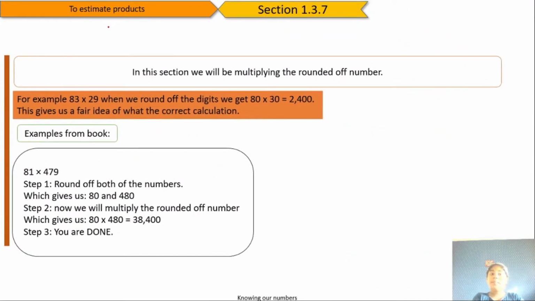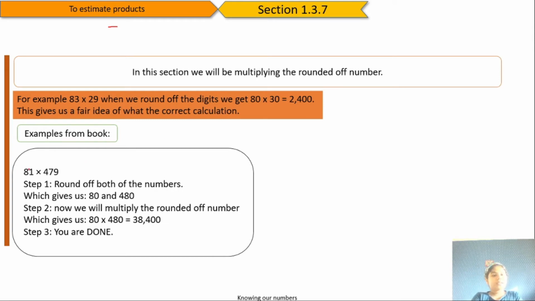To estimate products. Now what does this mean? In this section, we will be multiplying the rounded off numbers. So instead of addition and subtraction, we will be doing multiplication. For example, 83 into 29. When we round off the digits, we get 80 into 30, which gives us 2,400. This gives us a fair idea what the correct calculation will be.